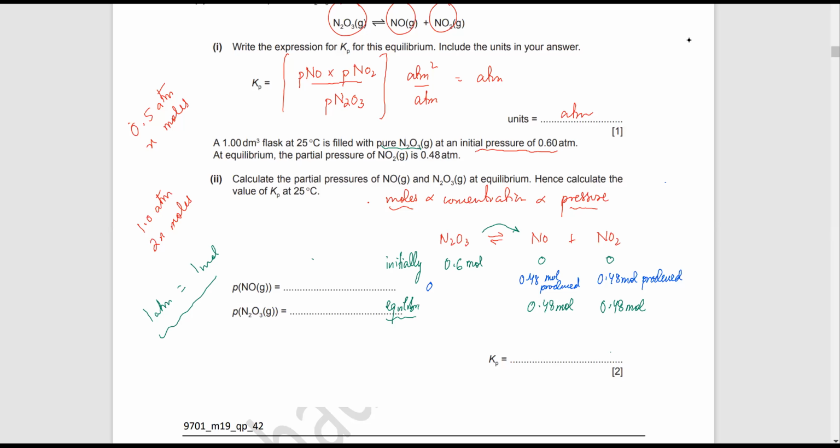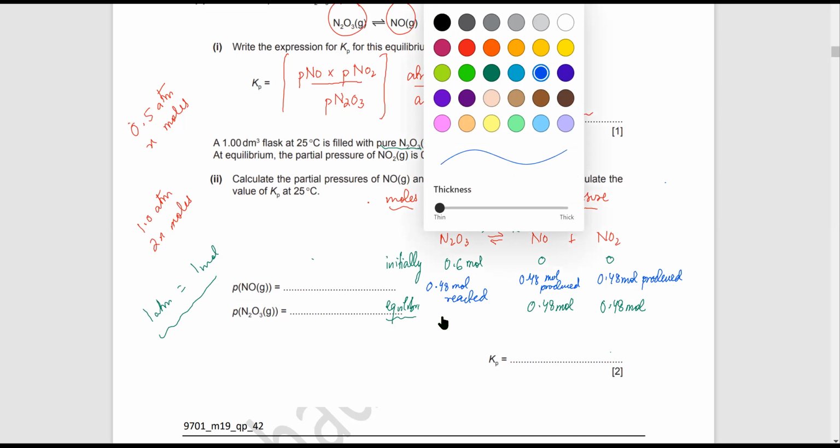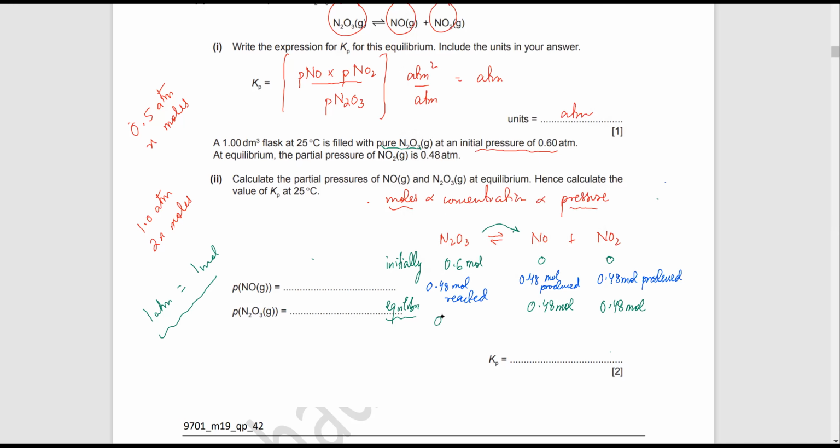Just hold on 1 second. Coming back to the question. So if 0.48 moles are getting produced, that means 0.48 moles must have reacted. So what are you left with? Initially you had 0.6 moles, 0.48 have reacted, so you're left with 0.12 moles. Sarah, Abu Huraira, is this clear? Yes, sir.